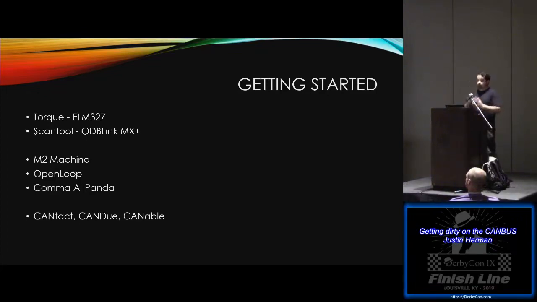So I actually picked up a scan tool, an OBD2 Link MX Plus. It didn't really offer me enough control, and I found that the buffers were overflowing, so I went to a Macchina M2 Open Loop and comma AI Pandas in order to enumerate the CAN network.